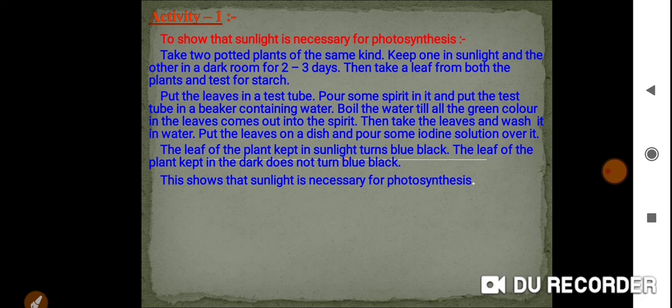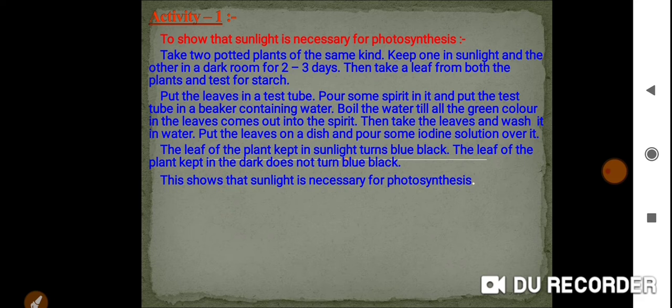What is the photosynthesis process? My question is, what is the photosynthesis process? Plants like autotrophs prepare their own food by absorbing sunlight, carbon dioxide and water. In the presence of sunlight, the plant absorbs carbon dioxide and water, and prepares its own food in the form of glucose. At the same time, it releases oxygen. That equation also we saw in the previous session. So this is the photosynthesis process.